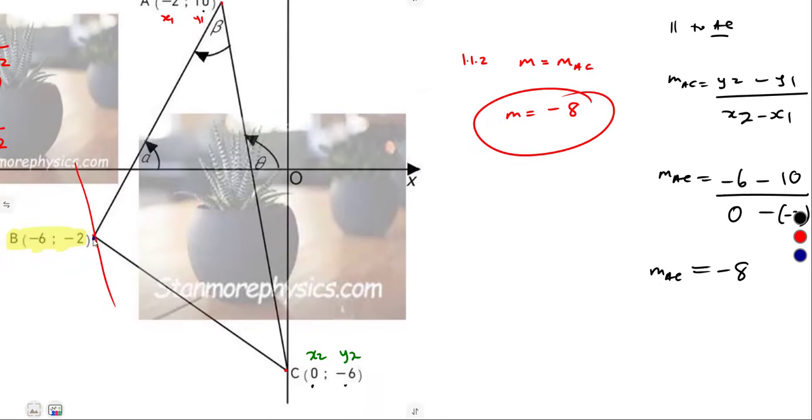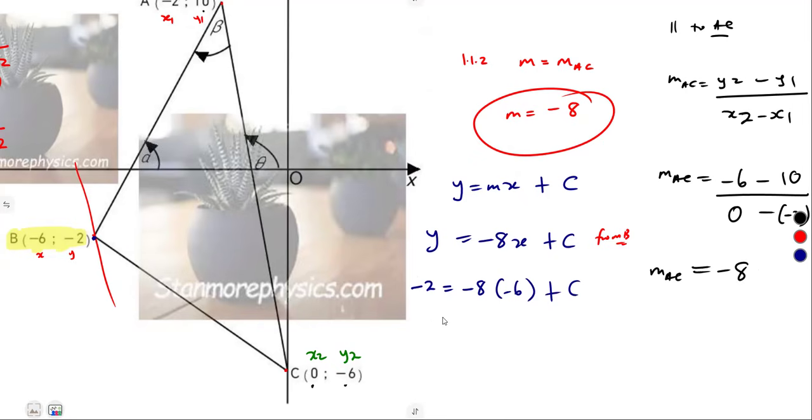that it passes through the point B. So from y is equal to mx plus c, m is our gradient, substitute there, negative 8x plus c. Using the point B, we are just going to take this as our x and this as our y from point B, because the line passes through the point B. So the y value at B is negative 2, and the x value at B is negative 6. So that is it.